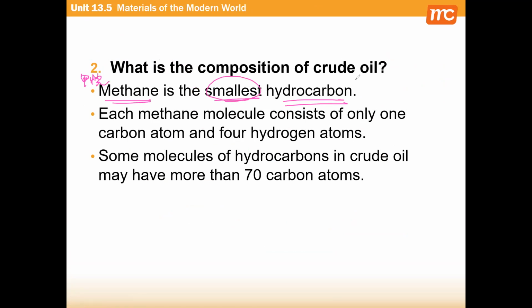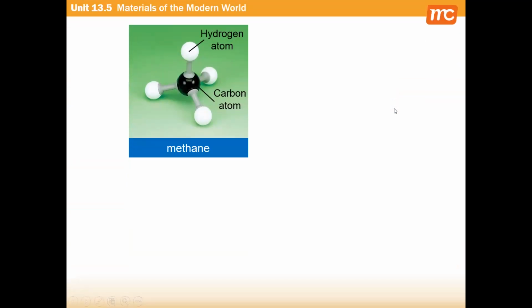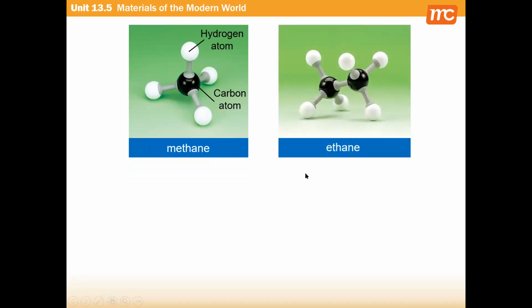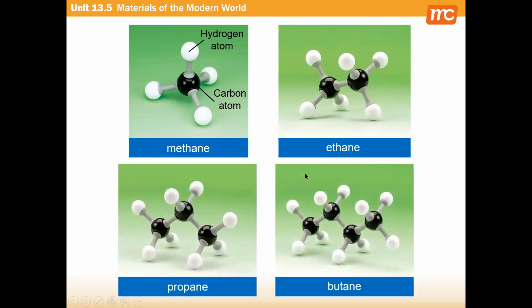Each methane molecule has the formula CH4, which means that they have 1 carbon atom and 4 hydrogen atoms. And some molecules of hydrocarbons in the crude oil have more, as small as 1, as large as more than 50 or even 70. Which means that inside that we have so many different combinations of hydrocarbon of different size. What do I mean by that? If you have methane as a molecule, we have another one, ethane, propane, and butane.